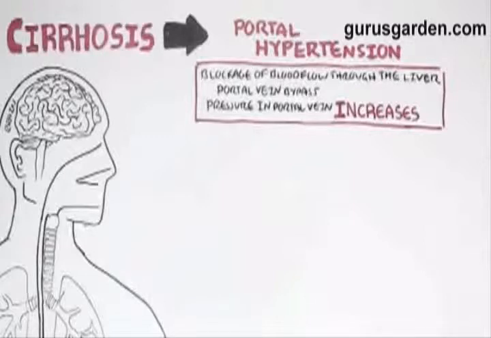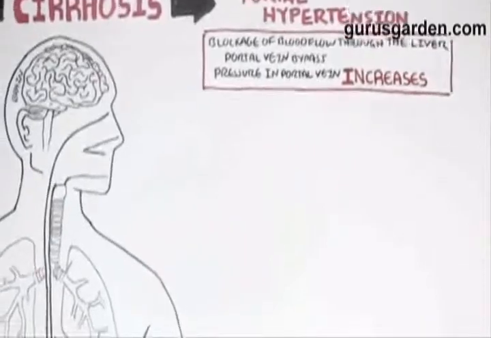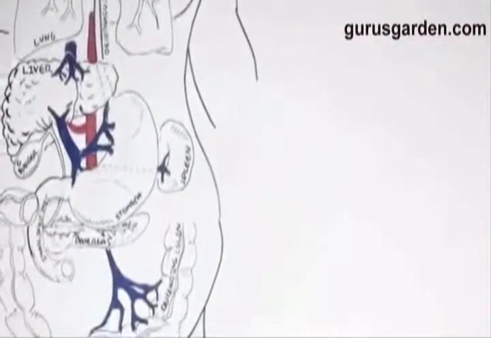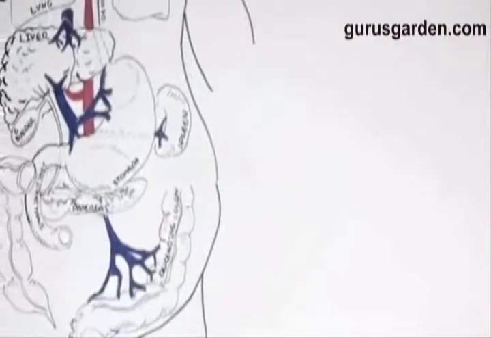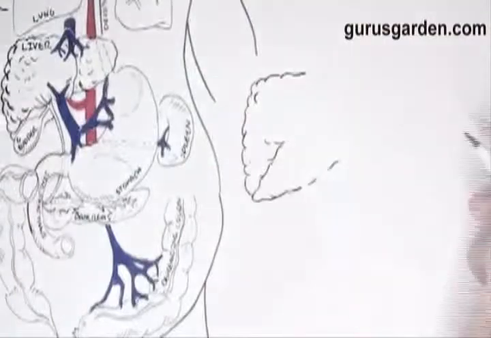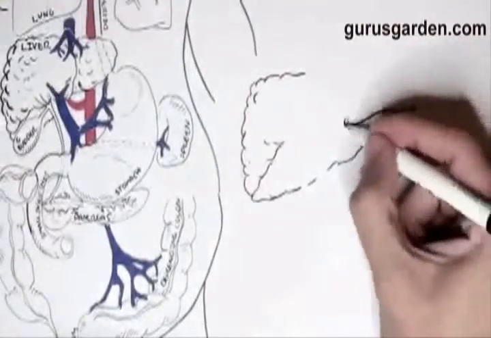Another problem due to the portal hypertension is where the veins coming from the rectum can't flow back out. This would lead to hemorrhoids, a condition known as hemorrhoids. So that's another condition for liver cirrhosis.